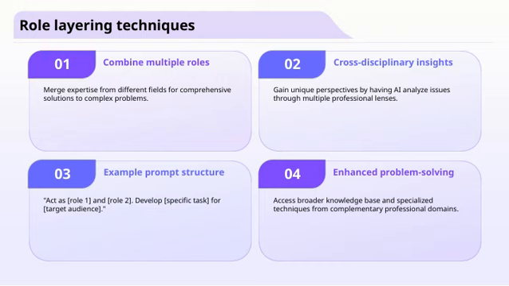This involves having AI analyze issues through various professional lenses, giving us unique perspectives that might not be obvious from just one angle. For example, you might ask the AI to act as both a marketing specialist and a data analyst to develop a targeted campaign based on customer data. A good example of this is structuring prompts like, act as a role 1 and role 2, and develop specific task for target audience. This encourages AI to think across disciplines and generate more nuanced solutions.